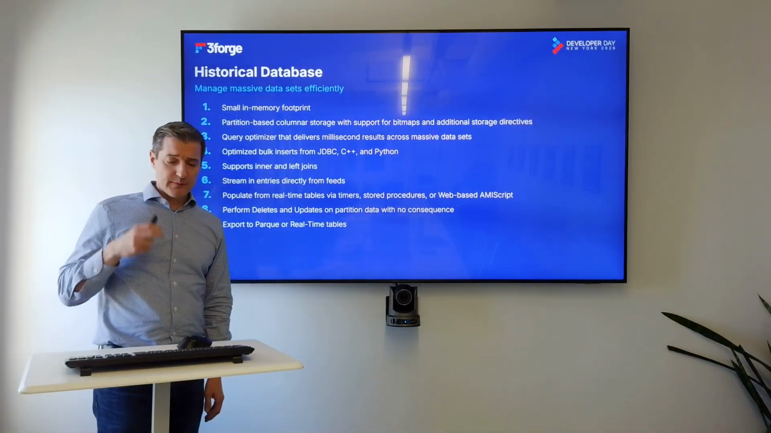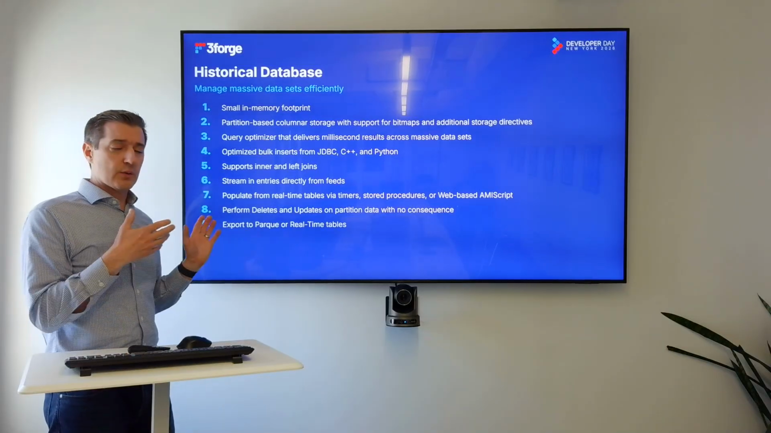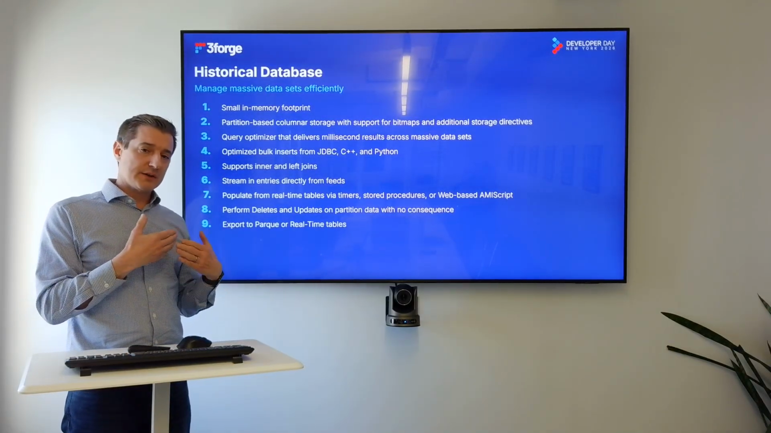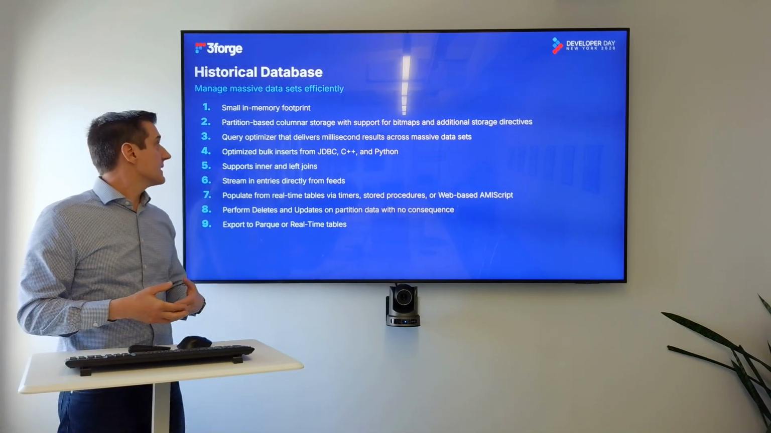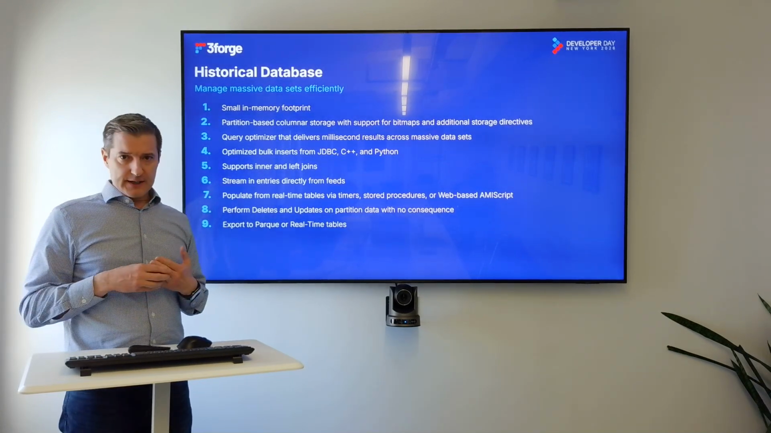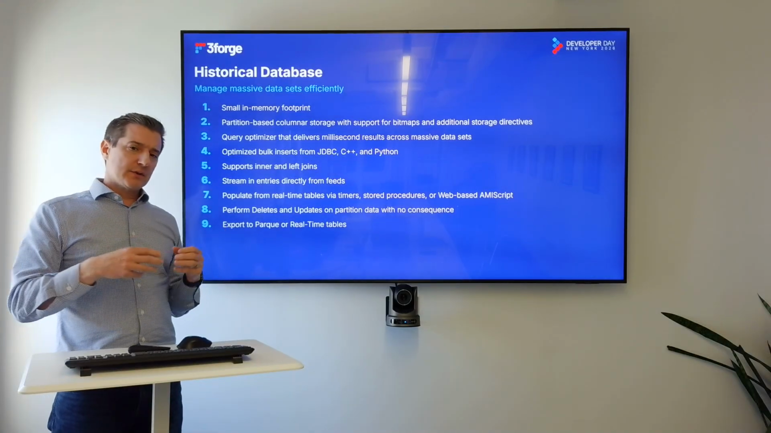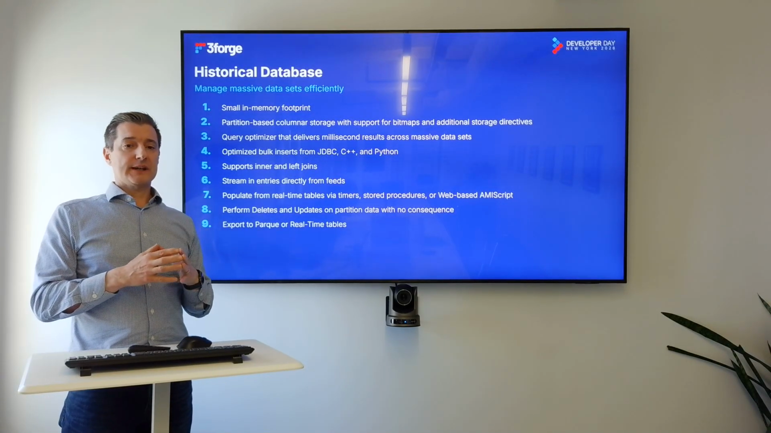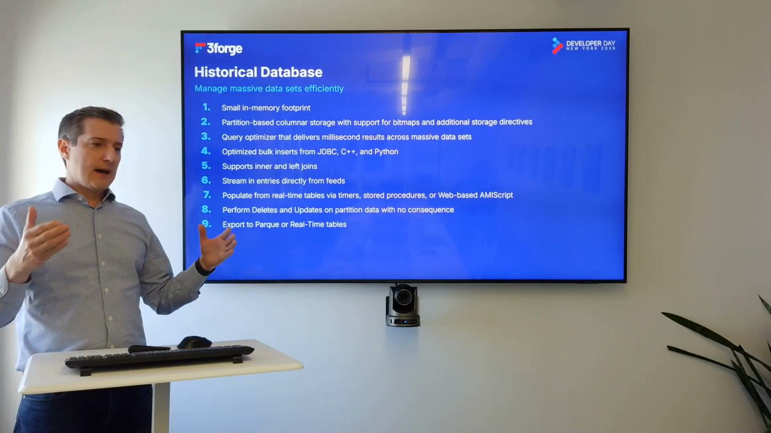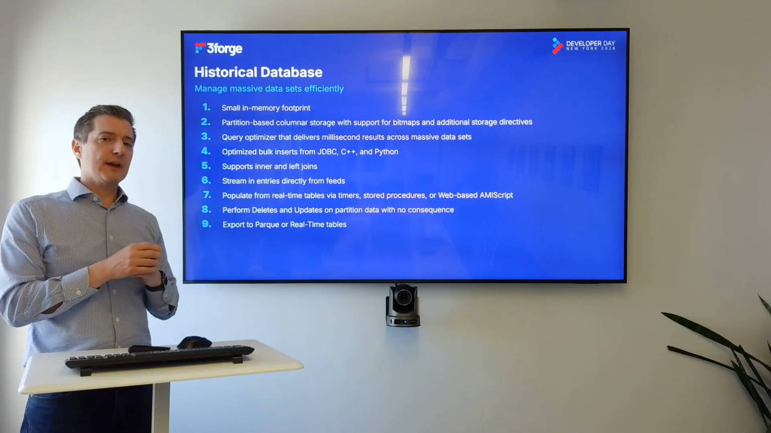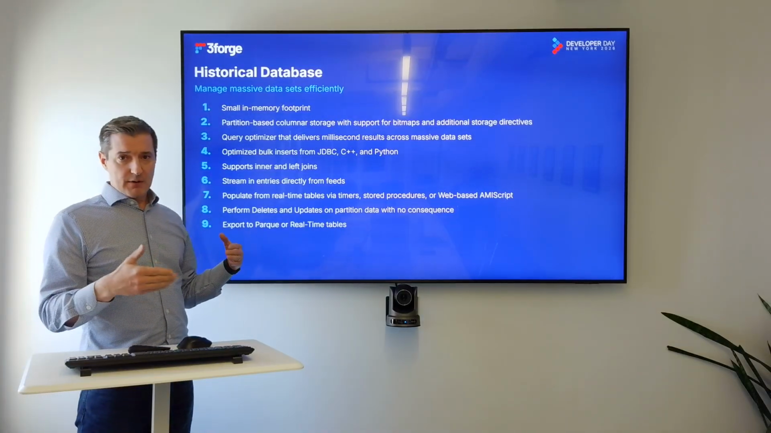Last but not least, I wanted to focus a little on the historical database, which we've done a lot of work on recently. The historical database, as I mentioned before, lets you save partitions and files. It lets you persist things. Why would you use this database? One reason is that it has a very small in-memory footprint. Our real-time database requires everything to be in the RAM of the computer. Since 3forge is based on Java, that means you have to allocate a large enough heap size. If you have millions and millions of rows of data, it could be hundreds of gigabytes worth of heap that you have to allocate to that process.